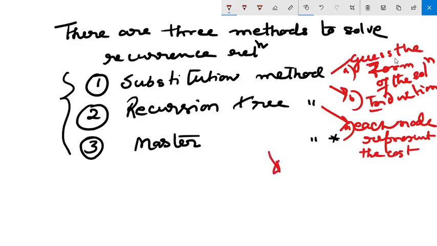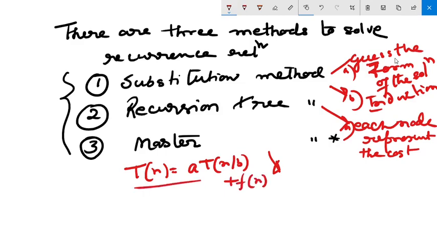Third one is the master method. The master method is a typical method where if you get the recurrence in a particular form, and that form matches the master method form, then you can directly apply it and get the results. The form is T(n) equal to a T(n/b) plus f(n). If the recurrence is in this form, then you can directly apply the master method. What a, b and f(n) are, I'm going to discuss next.